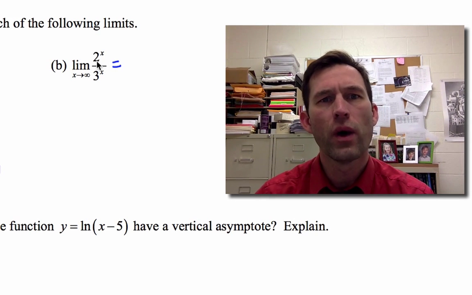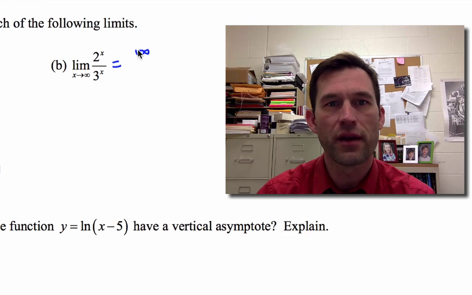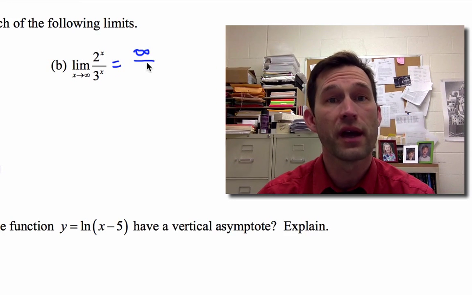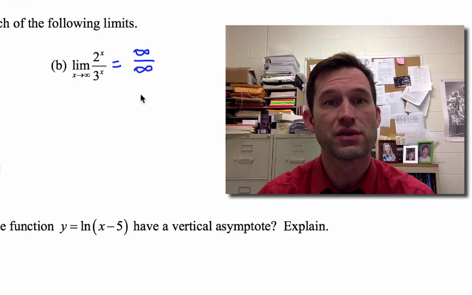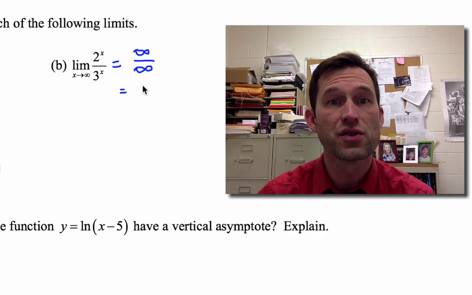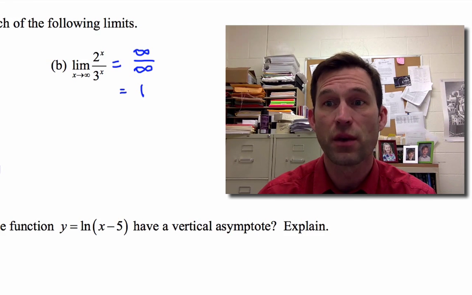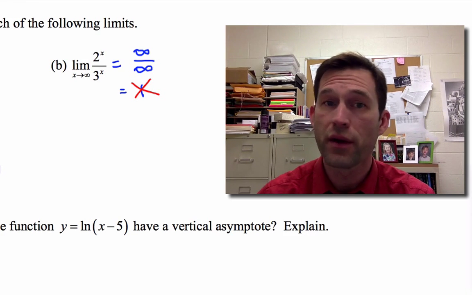They'll say, well, 2 to the x, that's headed towards infinity as x heads towards infinity. And 3 to the x, well, that's headed towards infinity as x heads towards infinity. Then maybe many students will erroneously conclude that this is equal to 1. Let me just be very clear. It's not. All right? It would be very understandable, though.